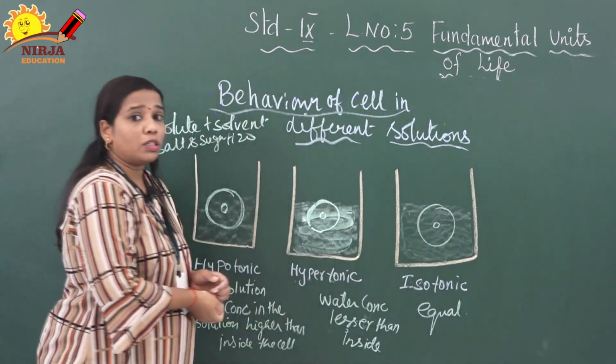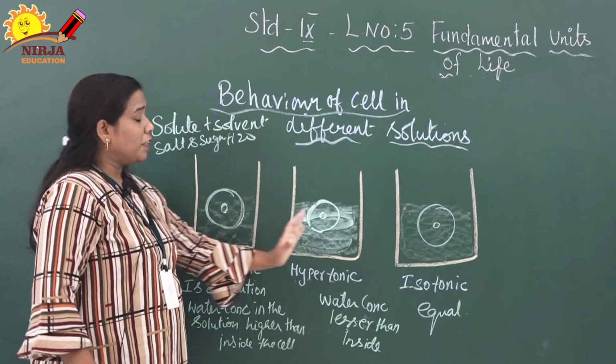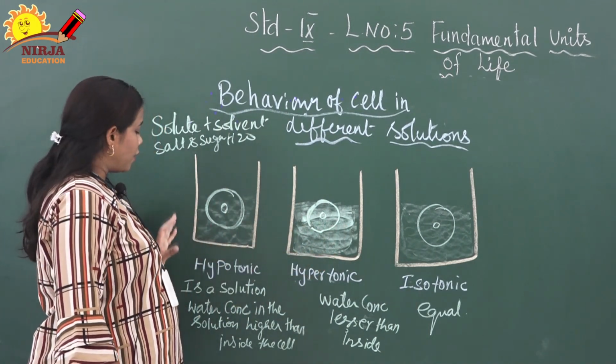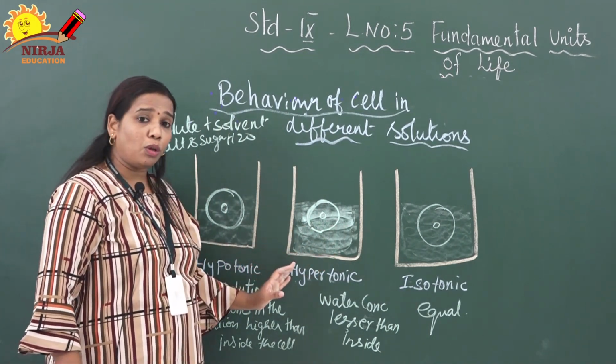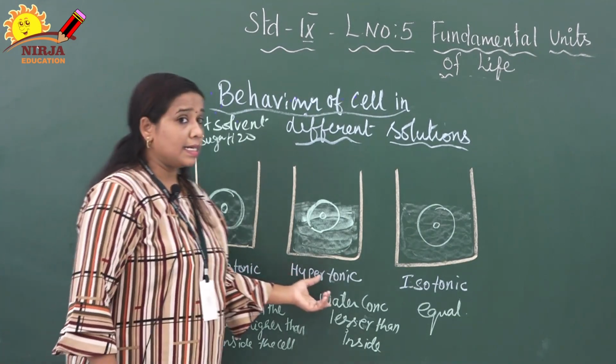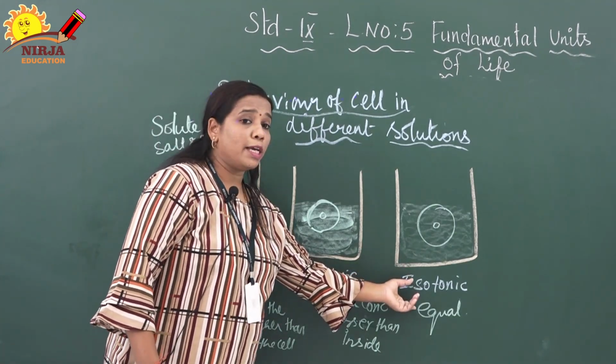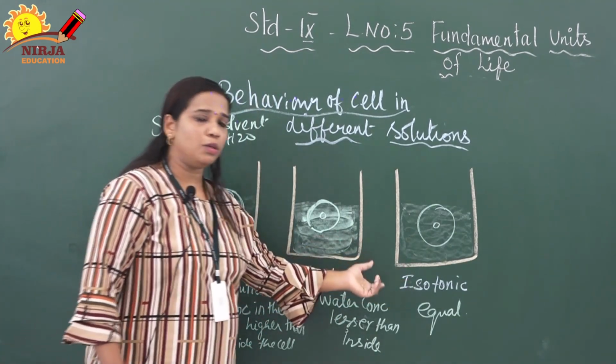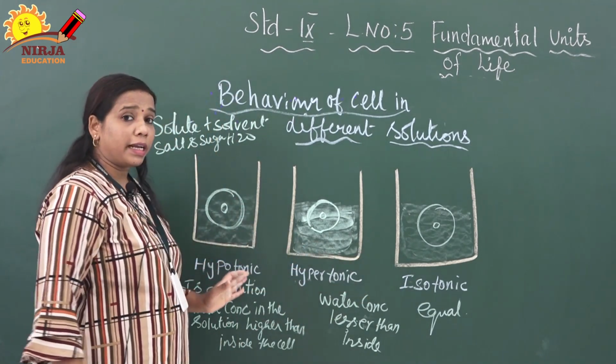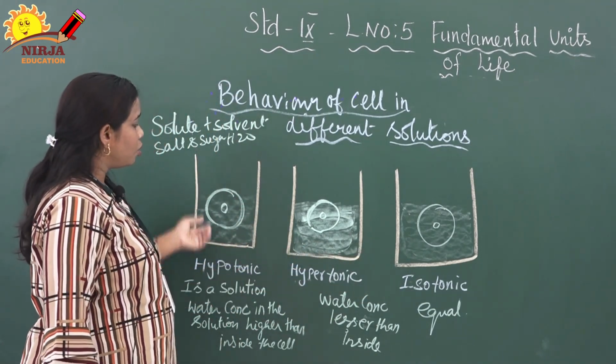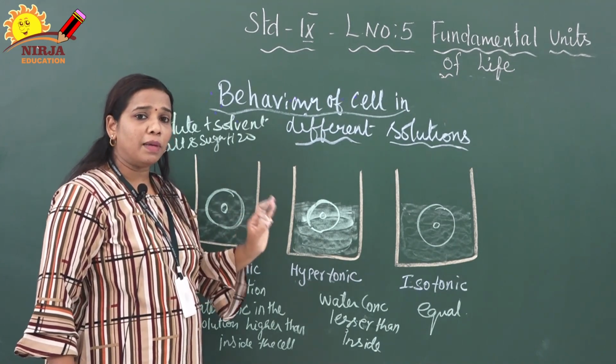I hope you all have understood. We are taking 3 different beakers. In those beakers we are arranging 3 different kinds of solution. One is hypotonic, another one is hypertonic, another one is isotonic. Hypo, hyper, iso. These are the 3 different kinds of solutions. In all the solutions we put one animal cell.